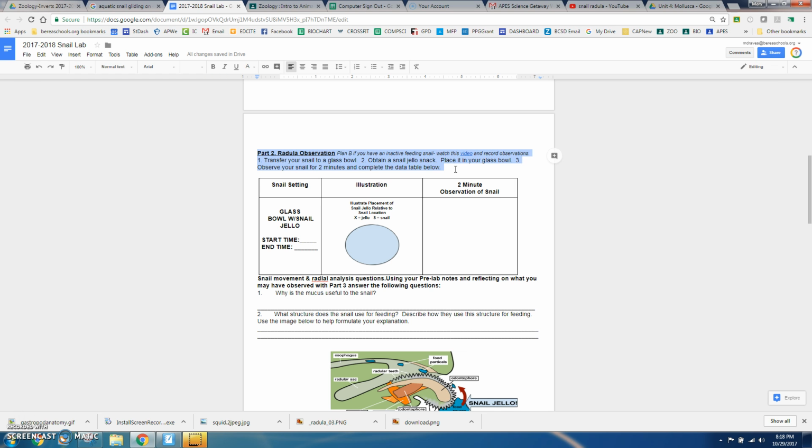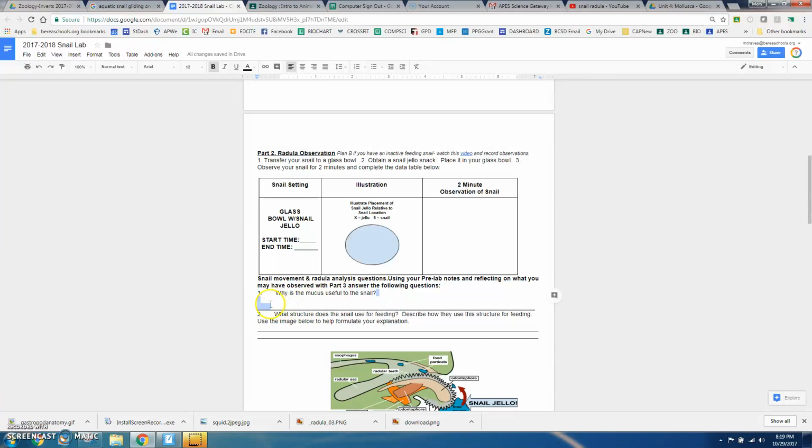What you're going to do is place the snail in the bowl, and you're going to note a start time of whatever, and then 2 minutes later will be the end time. In this image here, you're going to draw where the snail is and where the jello is, and then you're going to make some observations. When you make observations, I want you to look at snail movement and radula use and answer the questions here.